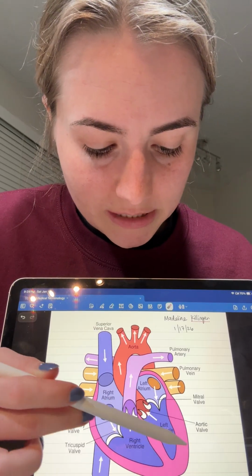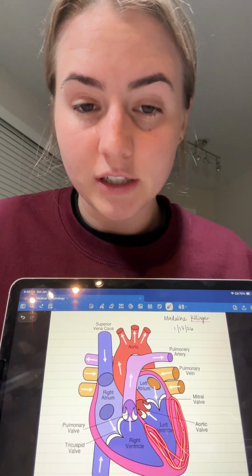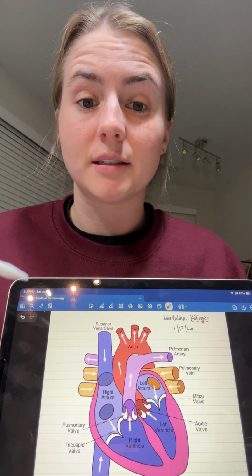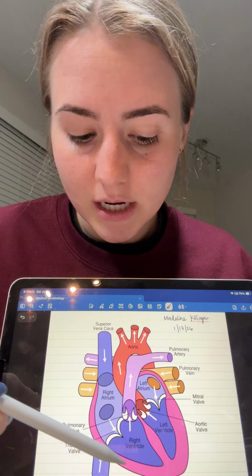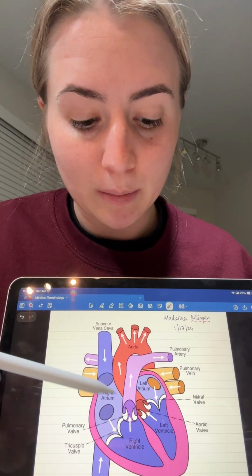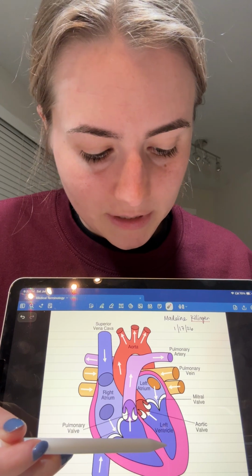So here you can see the walls are a lot thicker on the left ventricle, and that is because it has to pump the blood to the whole body. So instead of just going to the lungs, it needs to be a little bit more muscular to pump blood to the rest of the body. So that is what happens next.